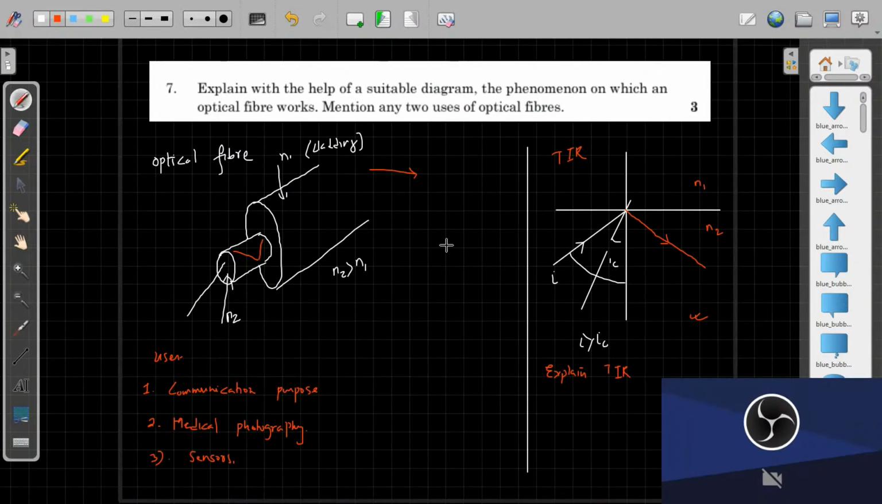Got it? So in this case, what you need to do is explain total internal reflection, which is this one, and then give the uses. This may be awarded 2 marks, and this may be awarded 1 mark, or this may be awarded 1.5 marks, and this 1.5 marks. Got it?